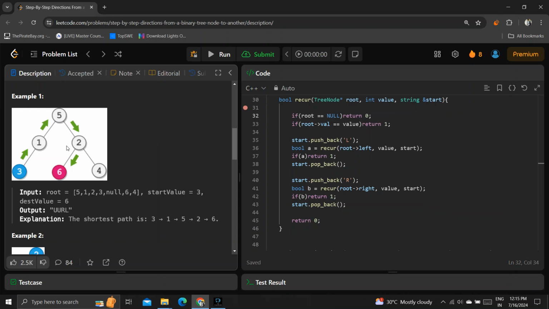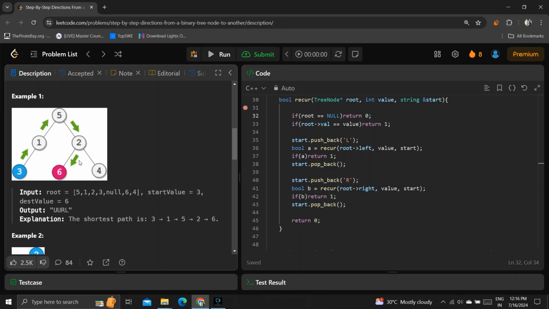And why are we finding the LCA? So as to minimize the problem. Suppose we are given the starting value 6 and the destination value 4, then what would be our answer? We have to move up, U, and then move right, R. So UR would be our answer. By finding the LCA, we update our root with this LCA value. So our new tree becomes this much only. We get rid of this extra part of the tree, and now I have to solve only this particular tree.